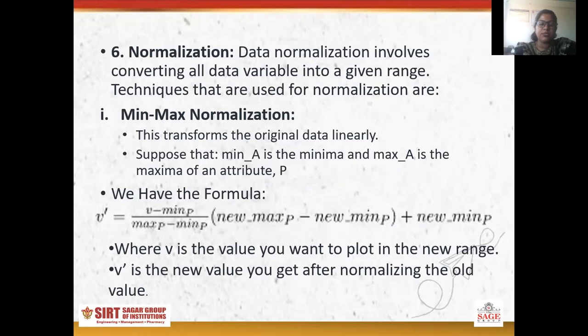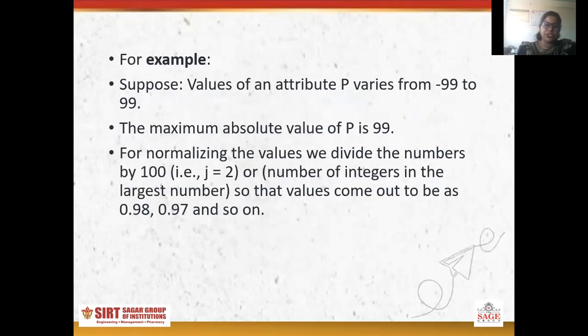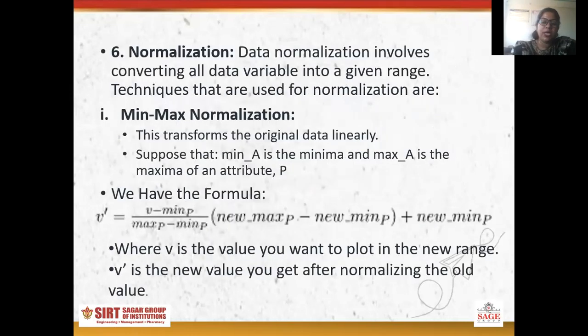Coming to the sixth point, which is normalization. Data normalization involves converting all data variables into a given range. Techniques used for normalization are min-max normalization, z-score normalization, and decimal scaling. We will do these one by one along with examples. Did you get an idea what we mean by normalization?